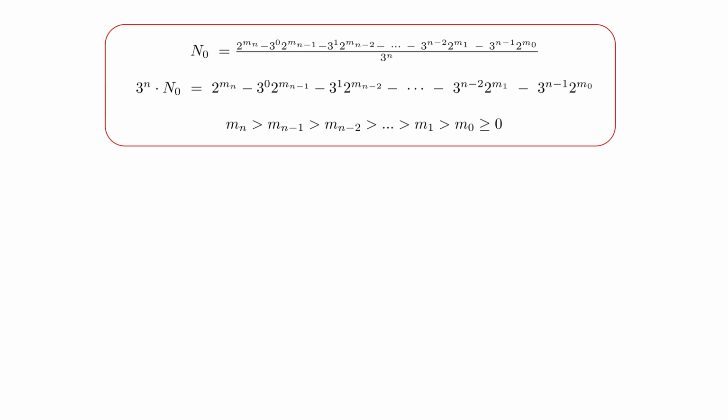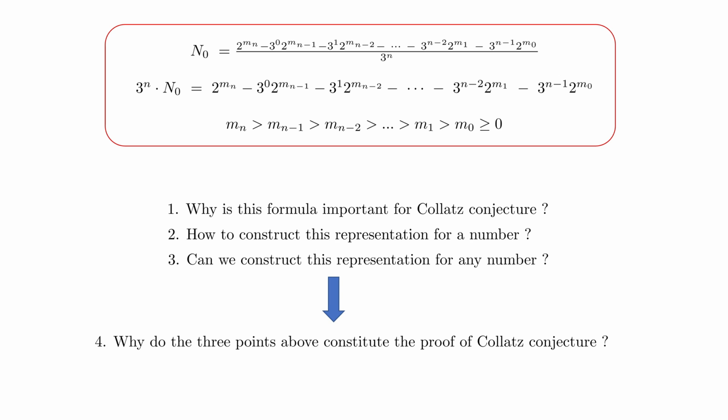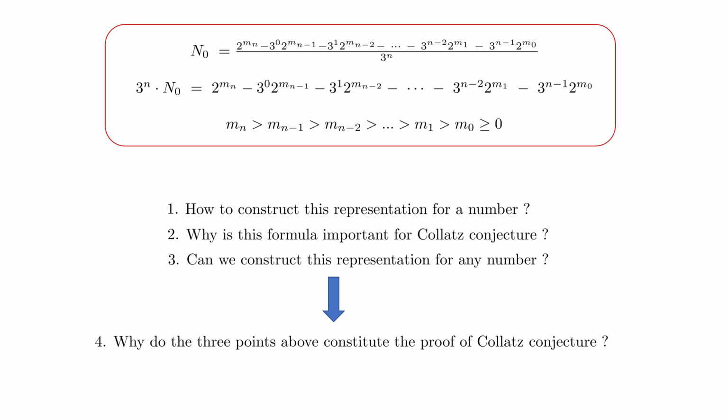So in this video, I will answer the following questions. Why is this formula important for Collatz conjecture? How to construct this representation for a number? Can we construct this representation for any number? And finally, why do the 3 points above constitute the proof of Collatz conjecture? I will answer all these questions, but I will do this in a slightly different order. I will start from the second question and follow with the first. The reason for this change is that it will be easier for you to understand it. So I will start from answering the question how to construct this representation for a number, and later in the next steps I will explain why this formula is important for Collatz conjecture. Please stay with me till the end to understand the proof.